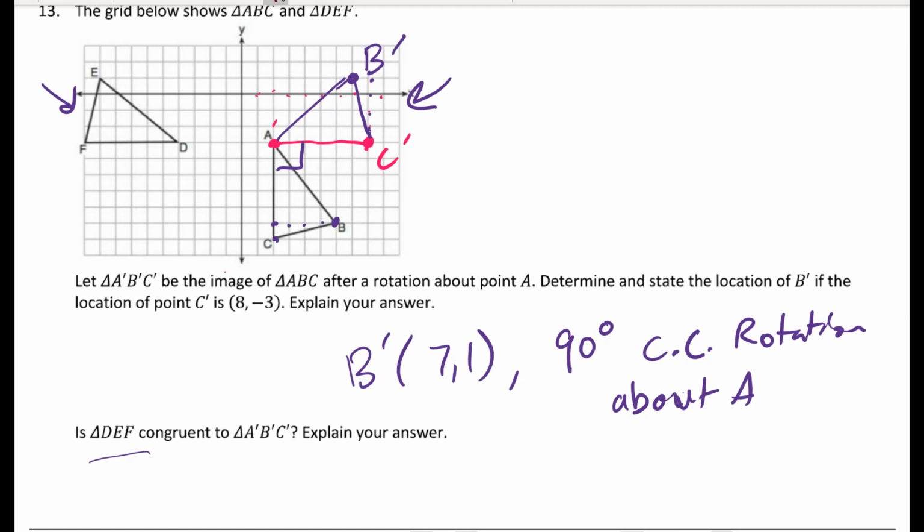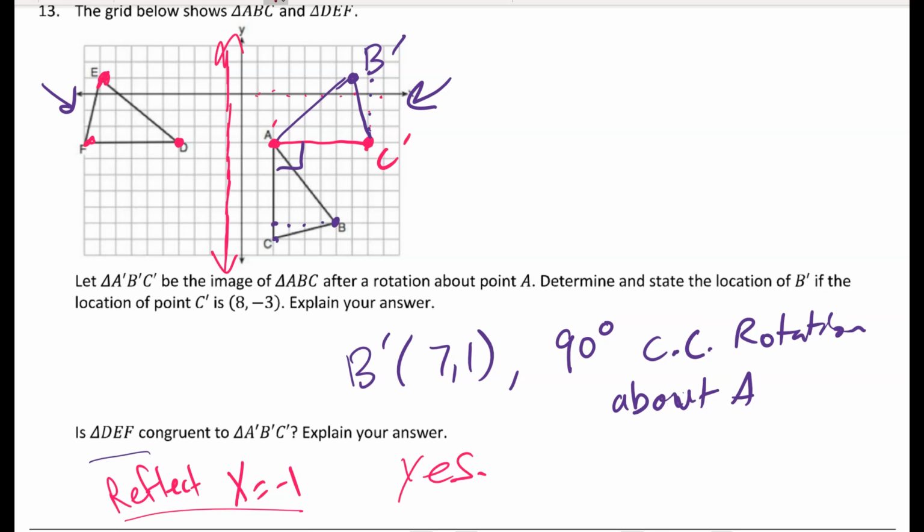I'm noticing that there's a potential line of symmetry at, let's say, x equals -1. If I reflect over x equals -1, then A' would land right on D, B' would land right on E, and C' would land right on F, right? Because they're the same distance away from the line. So you could say yes, they are congruent because if you reflect over that line, they land atop each other, and a reflection is a rigid motion, and rigid motions preserve distance and angle measure.